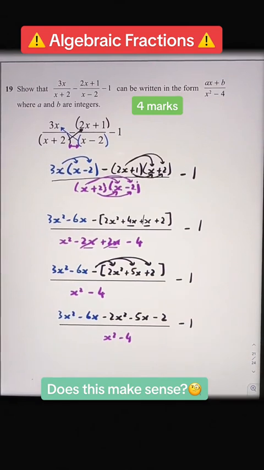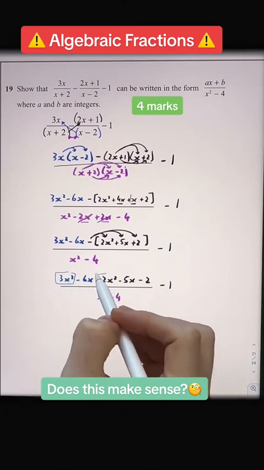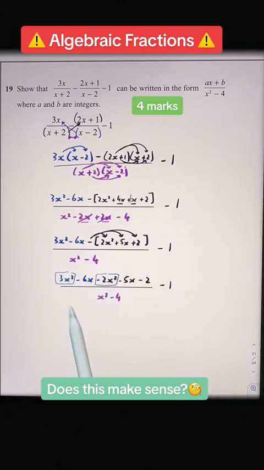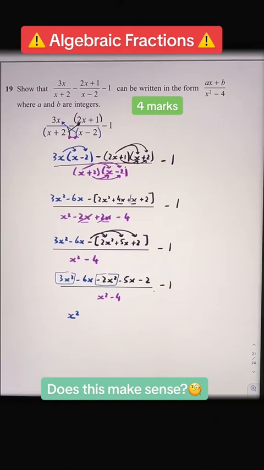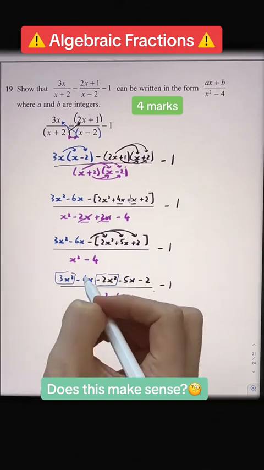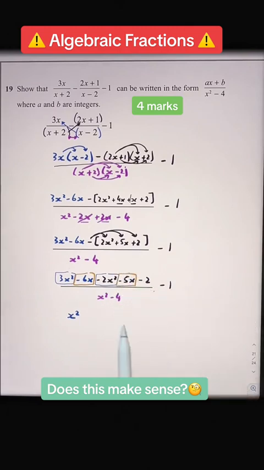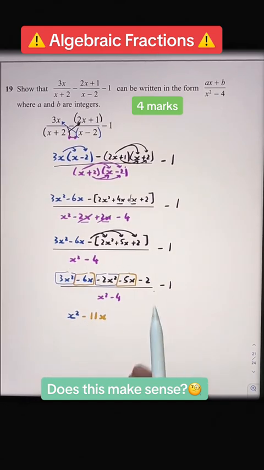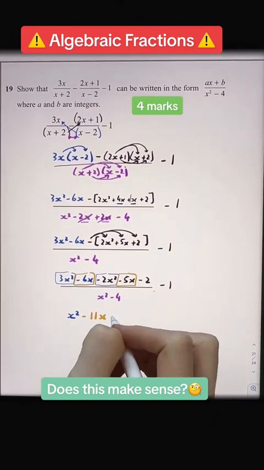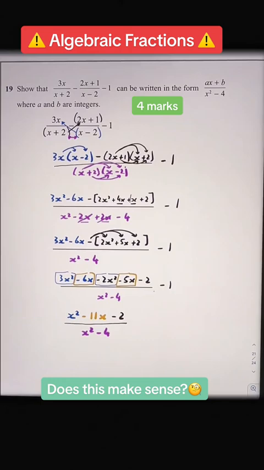Collecting like terms on the top, I have 3x squared subtract 2x squared. They're like terms, they both end in x squared. Well, 3 lots of x squared take away 2 lots of x squared will leave us with simply x squared. Collecting my single letters of x, in this case, I've got negative 6x subtract 5x. They're like terms, they both end in single x. Well, negative 6 take away 5 will simplify to give us negative 11x. And I've still got the negative 2 on the top. And on the bottom, I've still got x squared minus 4. And I've still got the negative 1.